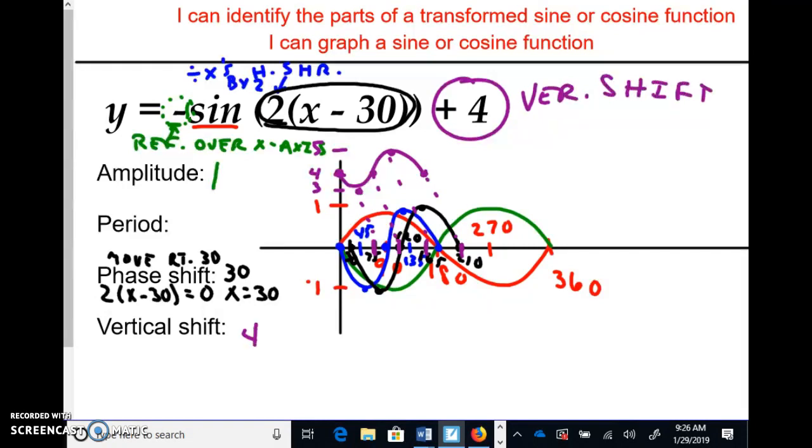The period, once again, is the normal period, which is 360 divided by that coefficient, which is 2. So our period length is 180 degrees.